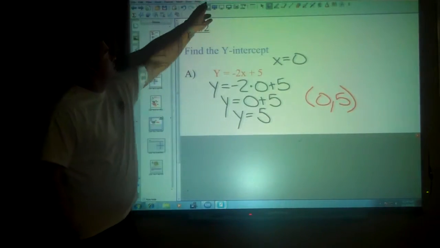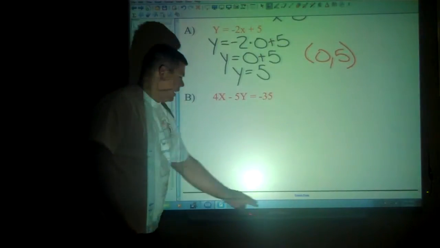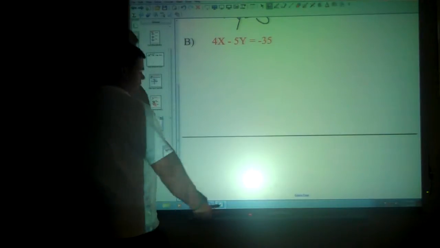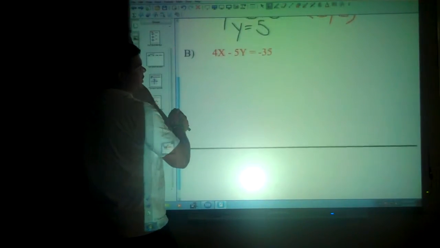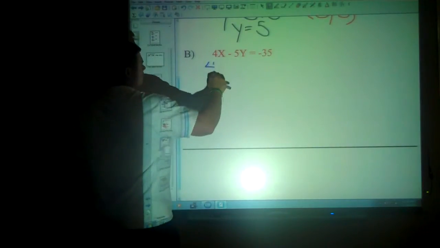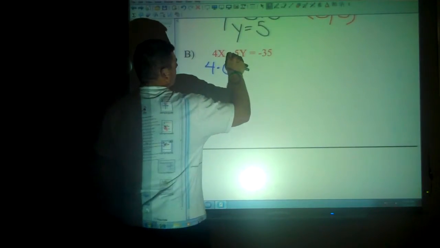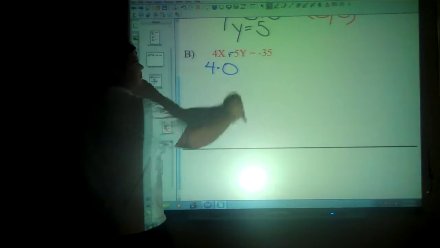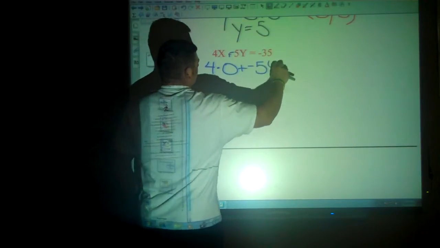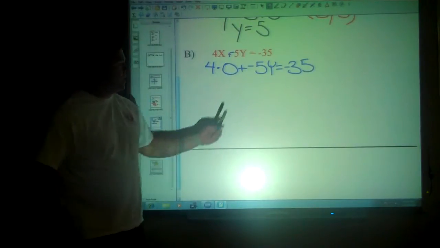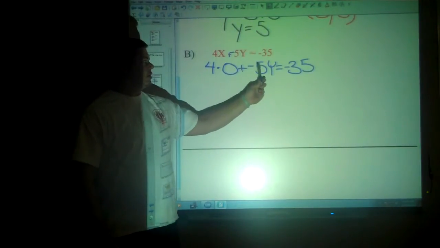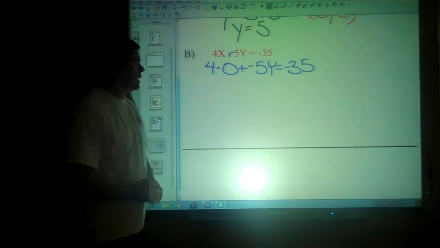And one more. Again, the same thing. We plug 0 in. We're trying to find the y-intercept, so 0 must go in for x. 4 times 0. Now, I would change that to plus negative so you don't mess up your signs. Plus negative 5y equals negative 35. Very common mistake for someone to not change this and then just have 5y when they eliminate the x's.